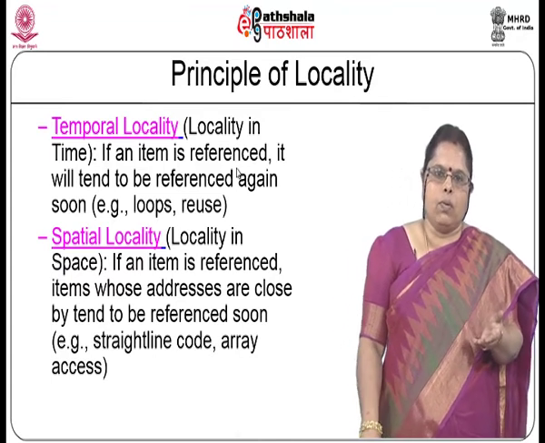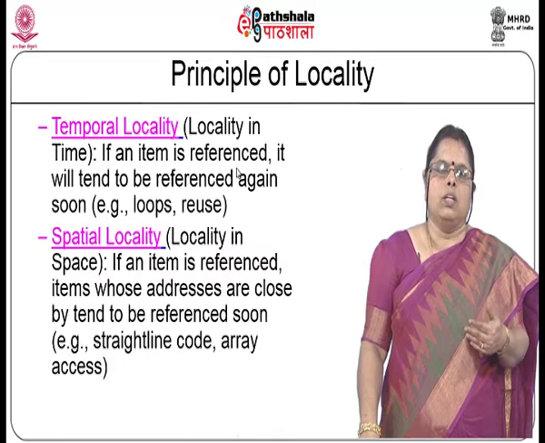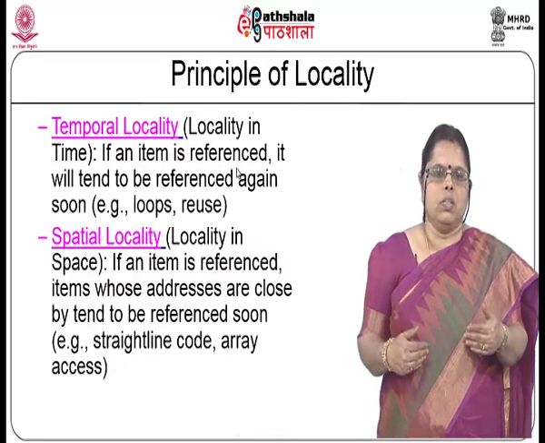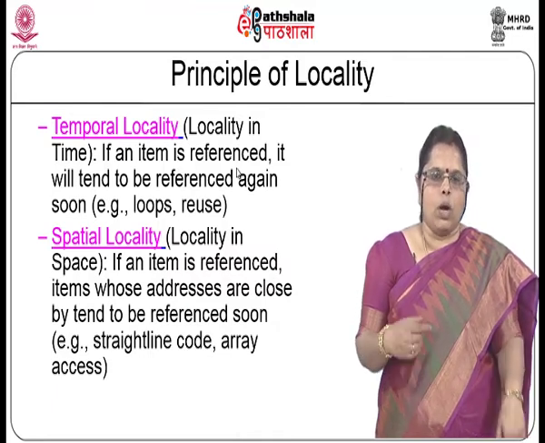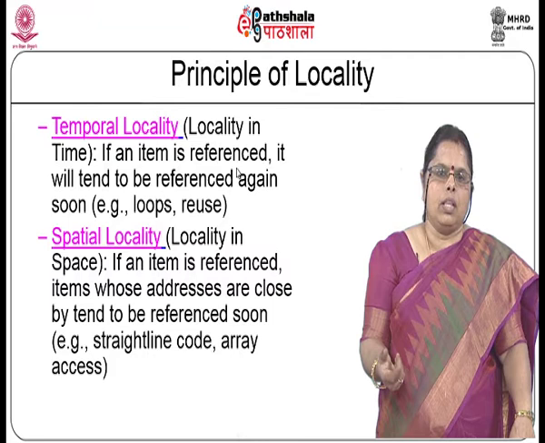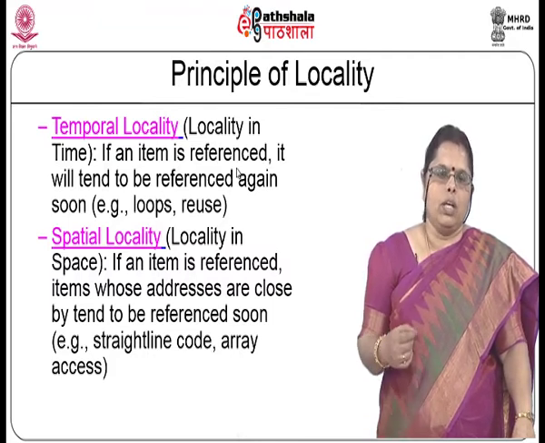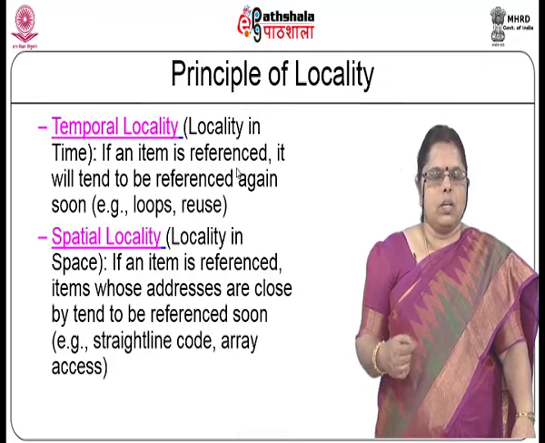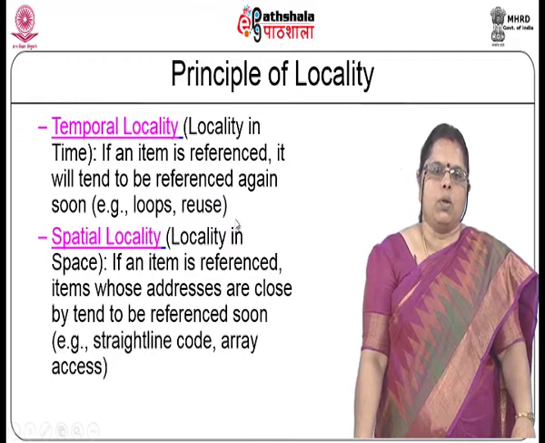The second type of locality is spatial locality, which is locality in space. In most cases we follow a straight line sequencing of instructions, or we look at array access, where one element of the array is accessed now and then the next element of the array is accessed. In such cases we conclude that if one item is referenced, it is quite likely that the item at the next address is going to be referenced soon by the processor. This is called the spatial locality of reference.